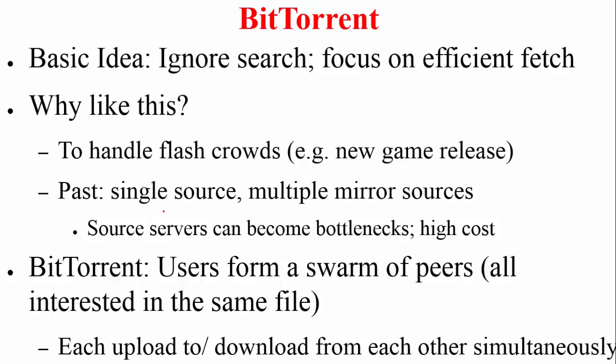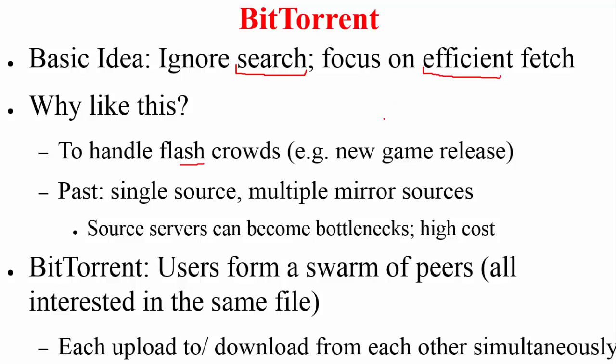Prior to BitTorrent, a lot of the peer-to-peer systems focused on search. In other words, how to enable efficient search. But BitTorrent totally ignored this question and went totally opposite. In other words, it focused on efficient fetch. Why like this? In the file sharing community, what is often seen is these flash crowds.